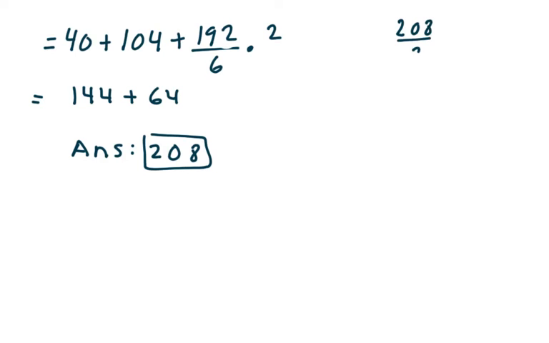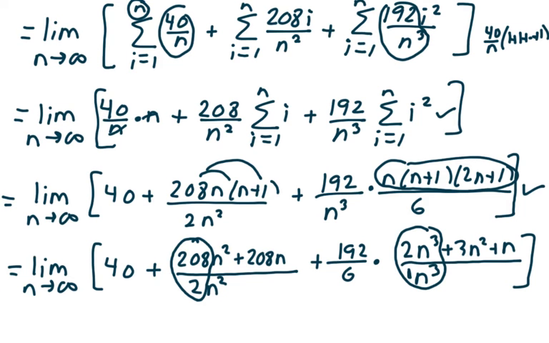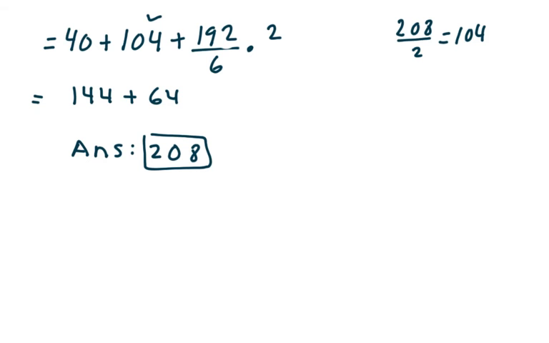208 over 2 is equal to 104. And that's where I'm getting that second one. And then again, it's 192 over 6 times 2 because of the matching degrees. That's what this is from. And so I get 144 plus 64. And so the answer to this example is 208.